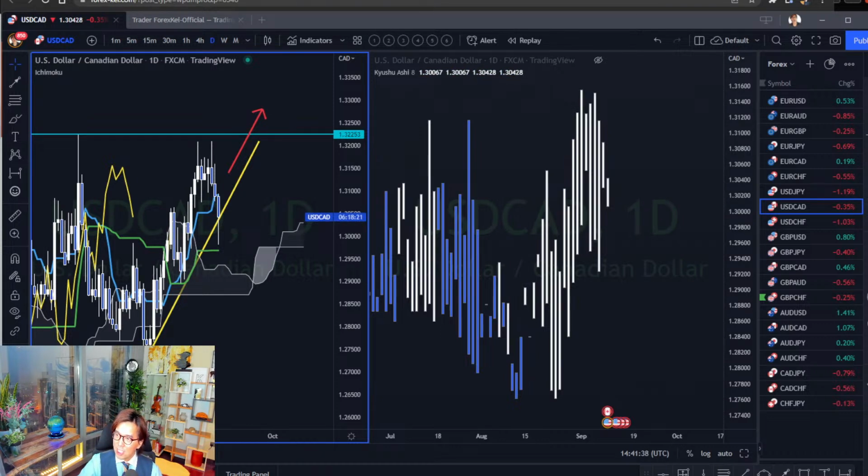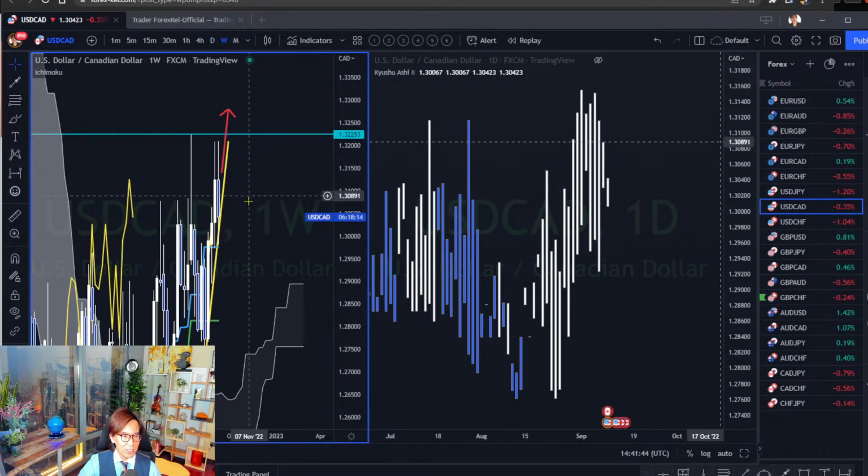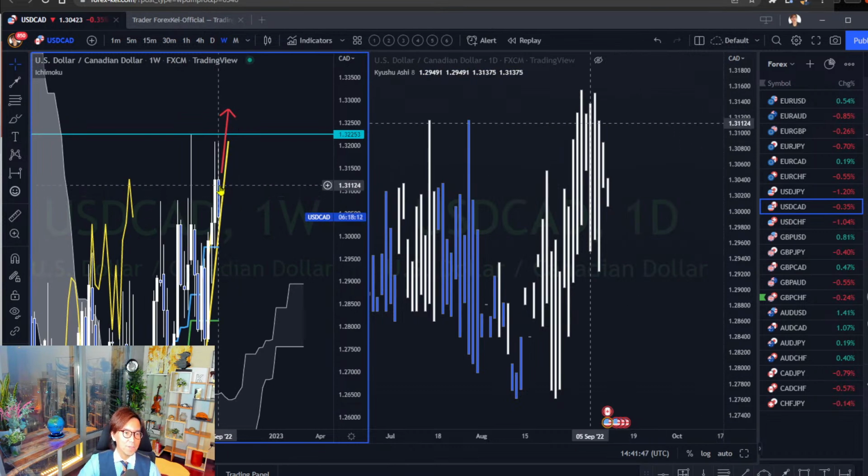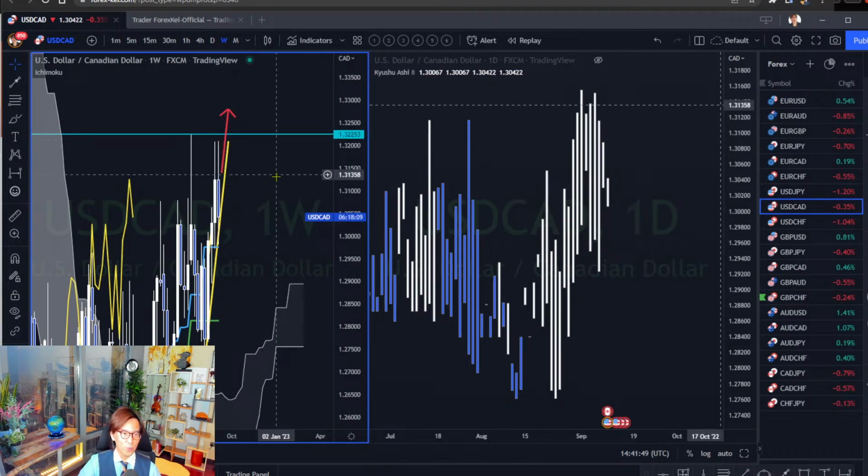But if you ask me if I remember or not, then I might forget. So I always have to check the weekly trends quickly like this and see if the market has a trend on the weekly.